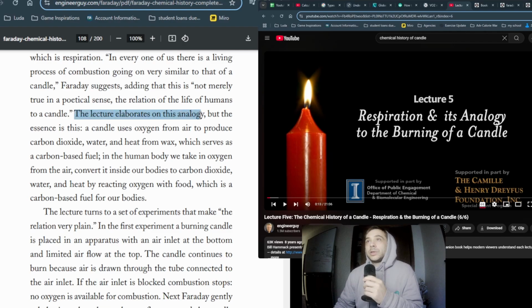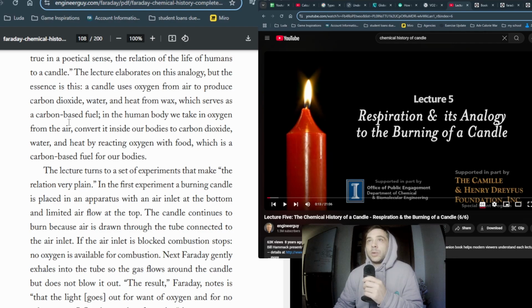The lecture elaborates on this analogy, but the essence is this. A candle uses oxygen from air to produce carbon dioxide, water, and heat from wax. It serves as carbon-based fuel. In the human body, we take in oxygen from the air, converting it to carbon dioxide, water, and heat by reacting oxygen with food, which is carbon-based fuel for our bodies. We make water in the electron transport chain. And we make carbon dioxide in the Krebs cycle. They are separate.